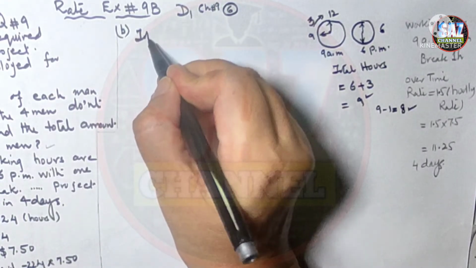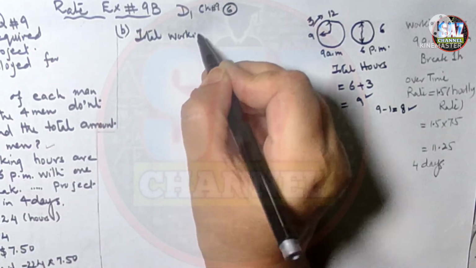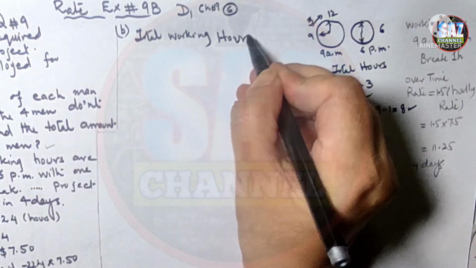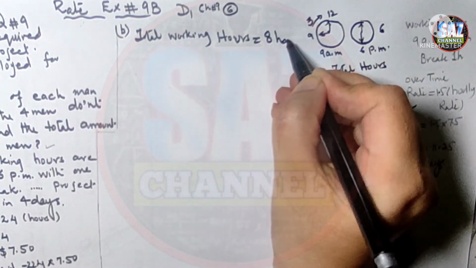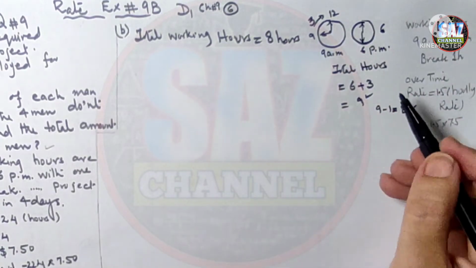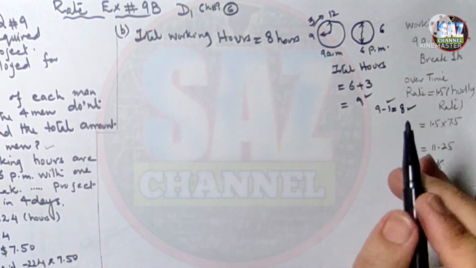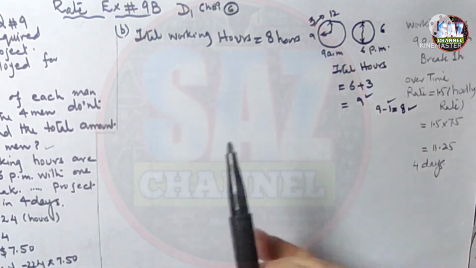Total working hours are 8 hours. I hope you are really clear why I am taking 8 hours, because there is a 1 hour lunch break. Now this point is clear that in one day they are working for 8 hours.